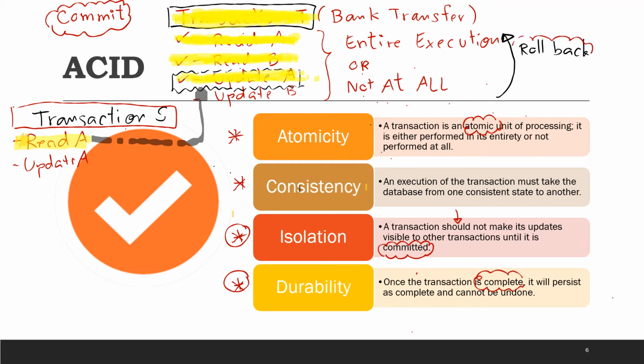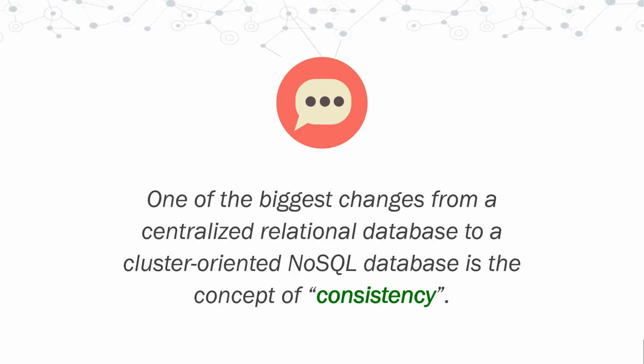Okay, here's the case. These are the four ACID properties of transaction. Such ACID properties of transaction are focused and emphasized by relational database. But now we also discuss NoSQL database, right? So there is a big change, the change from centralized relational database to a cluster-oriented NoSQL database.